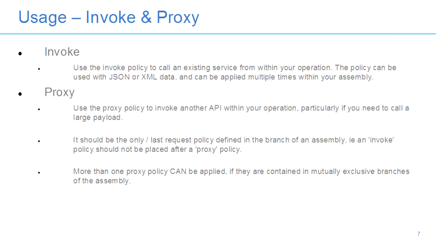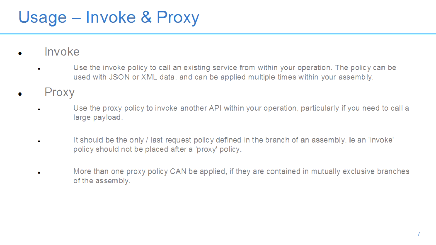It does allow you to call another API within your operation, especially if you want to call large payloads, because it uses the service routing URL mechanism within DataPower, whereas the Invoke uses a URL open. So the proxy provides more functionality in getting larger payloads and things back.